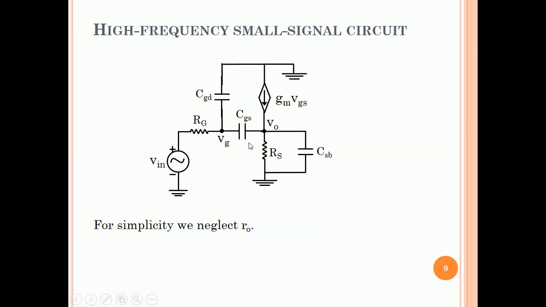Alright, so here is a small signal circuit. Again, I am ignoring RO of the MOSFET for simplicity. You should include it while you solve. Why do I keep saying you should solve with RO? It is because learning to draw and solve high frequency small signal circuits and finding transfer functions is something you must practice and you must solve.